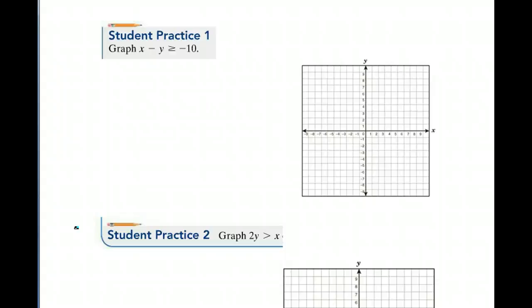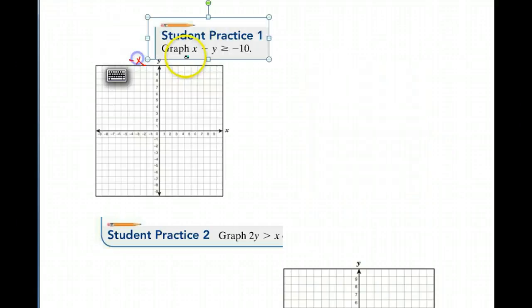Okay, at this point you should have had an opportunity to complete student practice number 1. The first thing that you should have done here is isolate your y. So we want to subtract x.